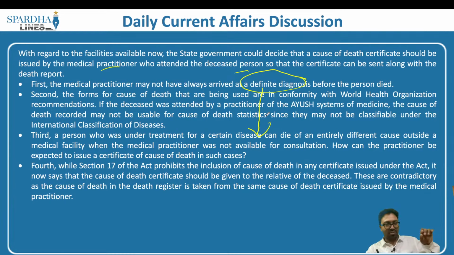He just gives the statement, what is death, and this person has passed away, but the root cause of it is yet not given. So it may also not be right with respect to the death, says the article. Fourth, while section 17 of the Act prohibits the inclusion of cause of death in any certificate issued under the Act, it now says that the cause of death certificate should be given to the relative of the deceased.